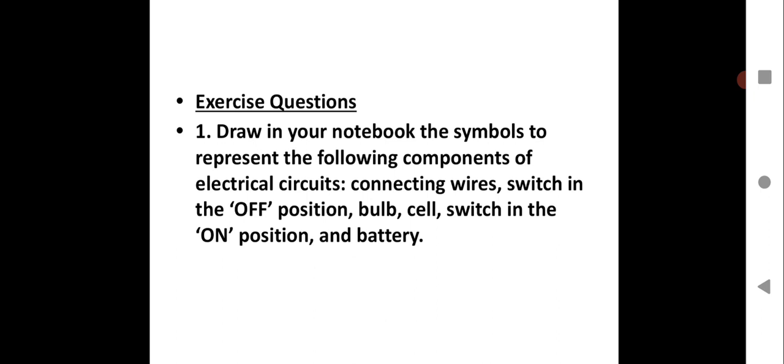Here you have exercise question number 1. Draw in your notebook the symbols to represent the following components of electrical circuits: connecting wires, switch in the off position, bulb, cell, switch in the on position, and battery. So you have to draw the symbols of all these. It is just a revisit of the concept, and you have already done it, but you have to draw again, so it will be reinforced. So these are the components given to you all.